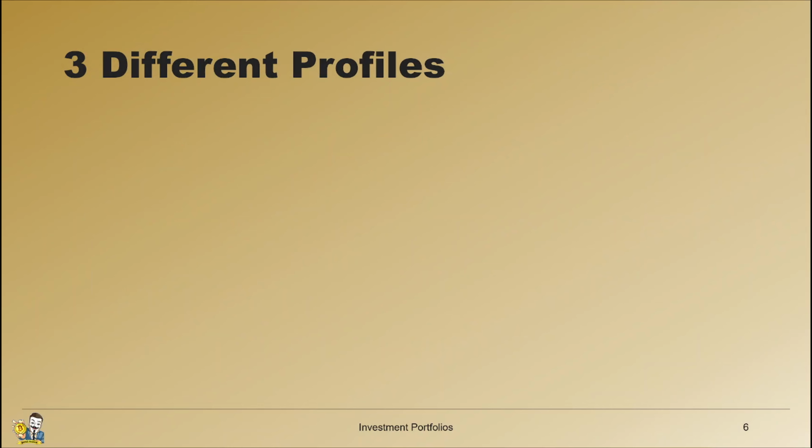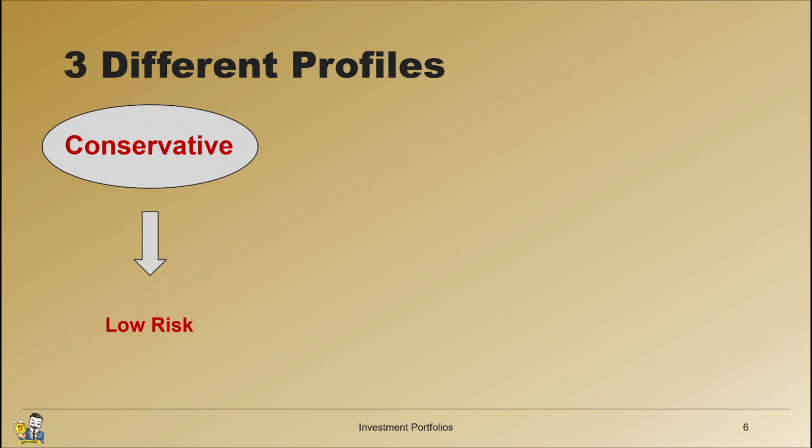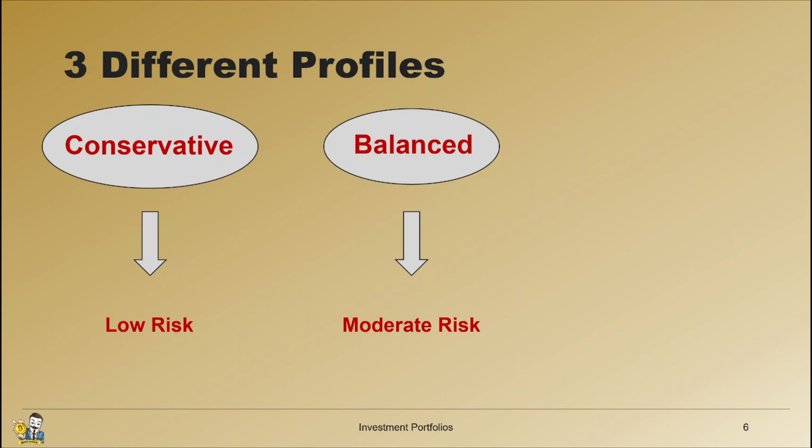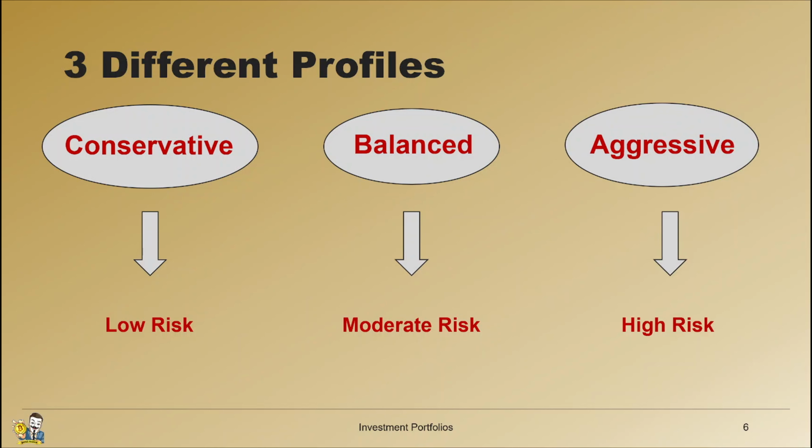Once you've answered these 4 questions, you'll be able to figure out your investor profile. The first type is conservative. You're looking for low risk. The second is balanced. You're okay with moderate risk. And the third is aggressive. You can handle high risk and you're aiming for strong returns. Just a quick note: if you're young, you must take risks.